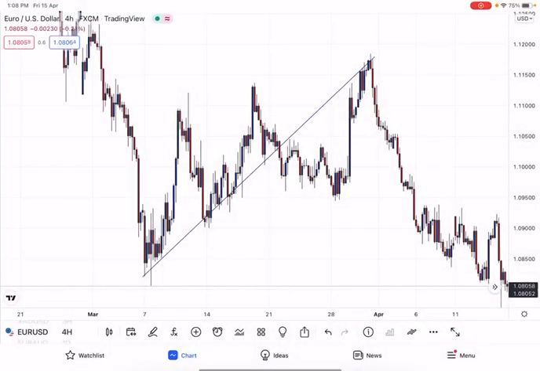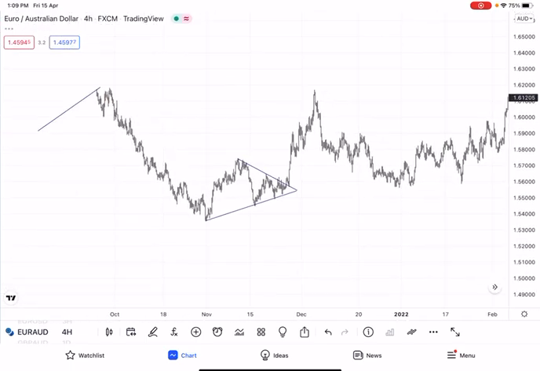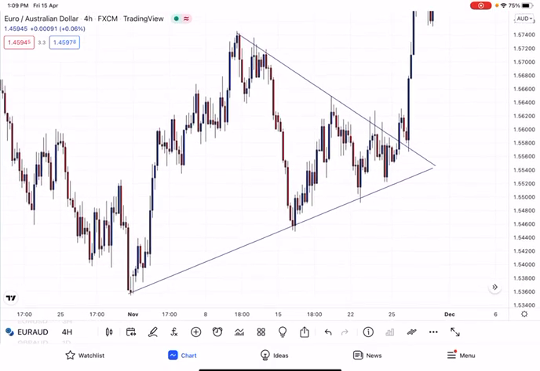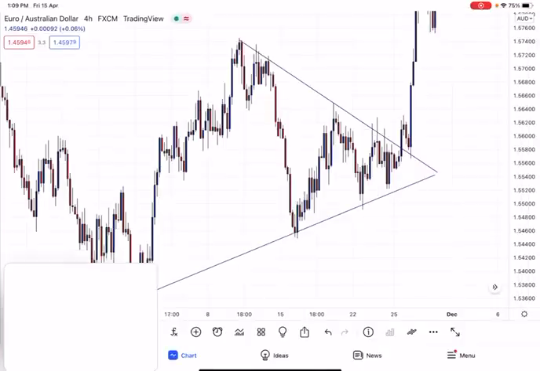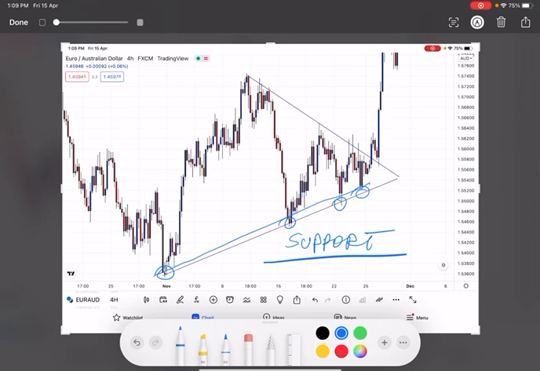Okay. Now another example, Euro AUD, I believe, Euro Aussie dollar. There you go. Let me just screenshot this for you. All right. First of all, we can see that there is a trend line in an uptrend that is respected multiple times. Okay, so this is your zone, and that would be your support.